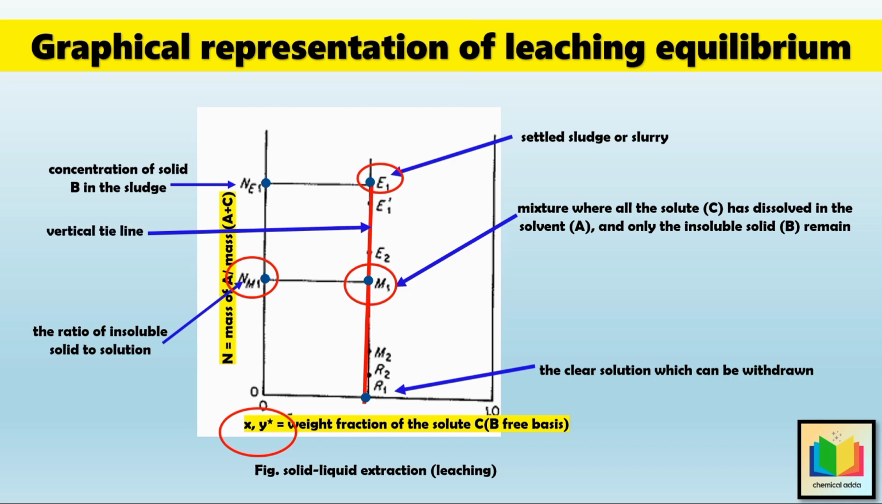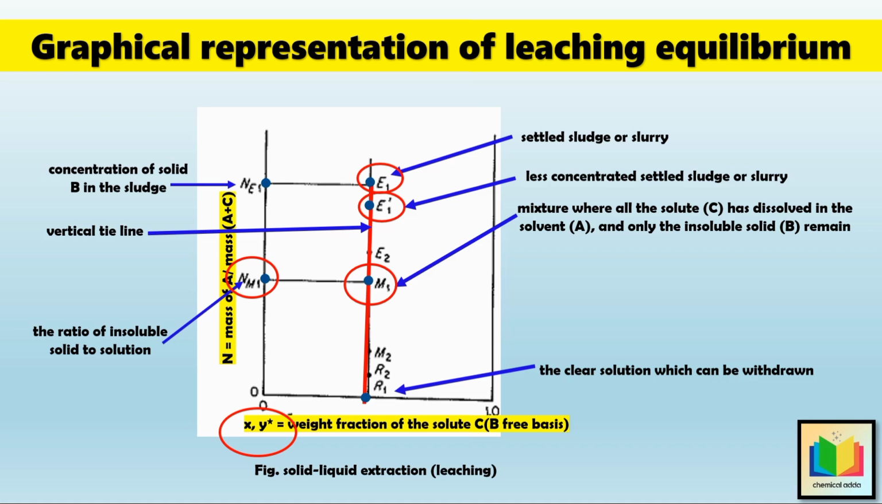liquid and slurry. Now let's see what will happen if the settling time for leaching is less. If less time is allowed for settling, the sludge will be less concentrated in insoluble solids, and may be represented by E1'. Now, let us see the effect of initial slurry concentration.